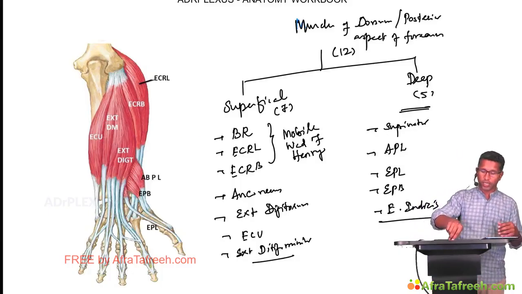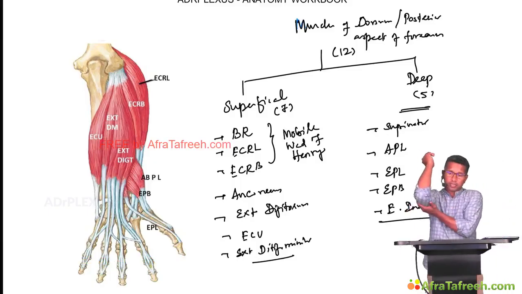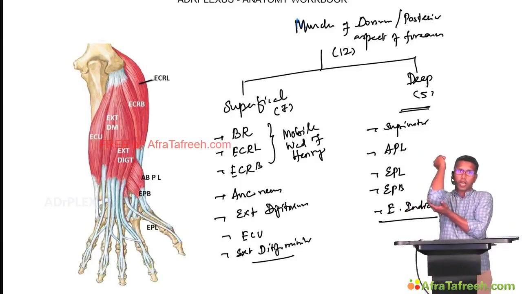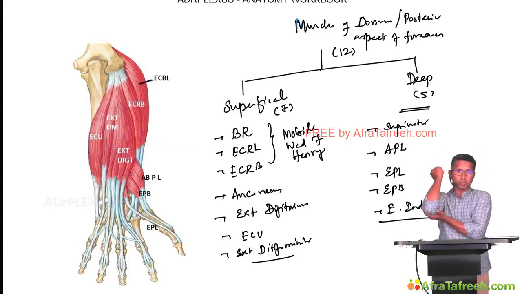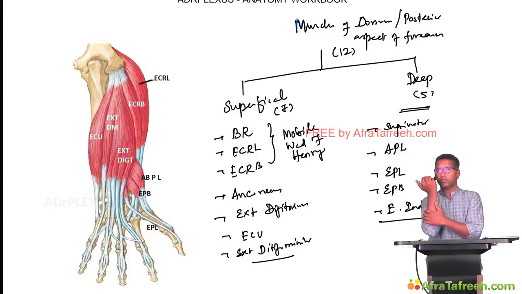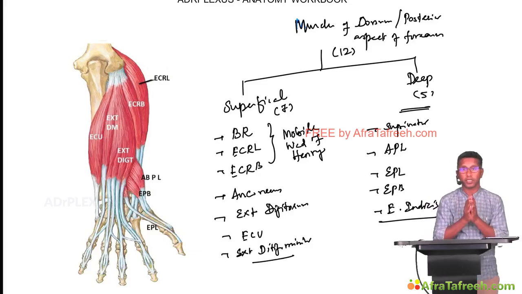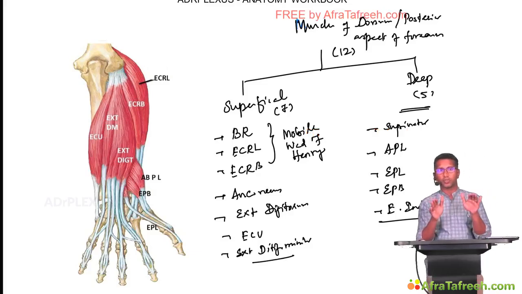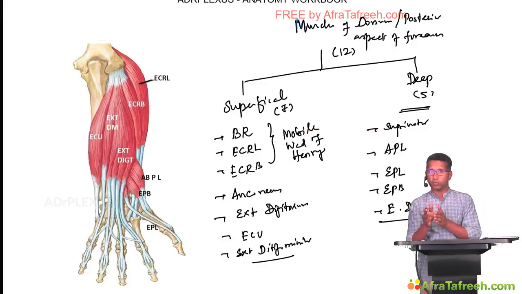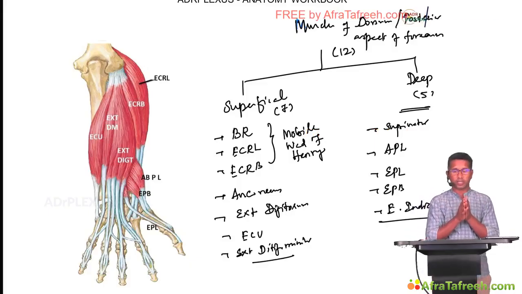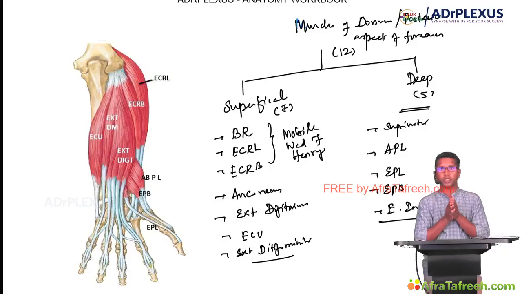So we are discussing the muscles of the posterior aspect of the arm and forearm. In the arm you have only one muscle, which has three heads, that is triceps. In the posterior aspect of the forearm you have 12 muscles, divided into two groups: the superficial group and the deep group. The superficial group contains 7 muscles.